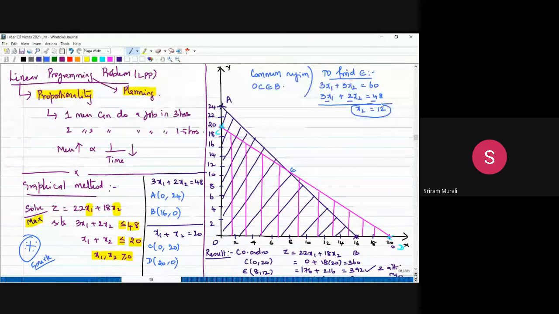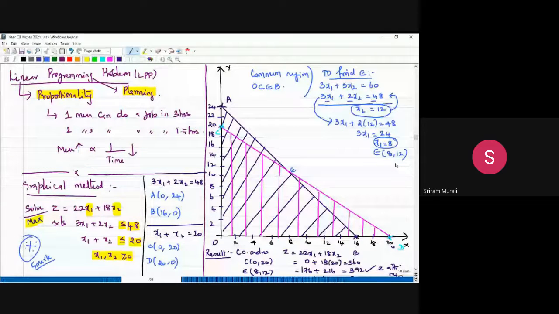If x2 is 12, what can be x1? Substitute in any one equation. Suppose I substitute here 3 into x1 plus 2 into x2, which is equal to 48. So 3x1 is equal to 24. X1 will be equal to 8. So we found the point of intersection E as 8, 12.